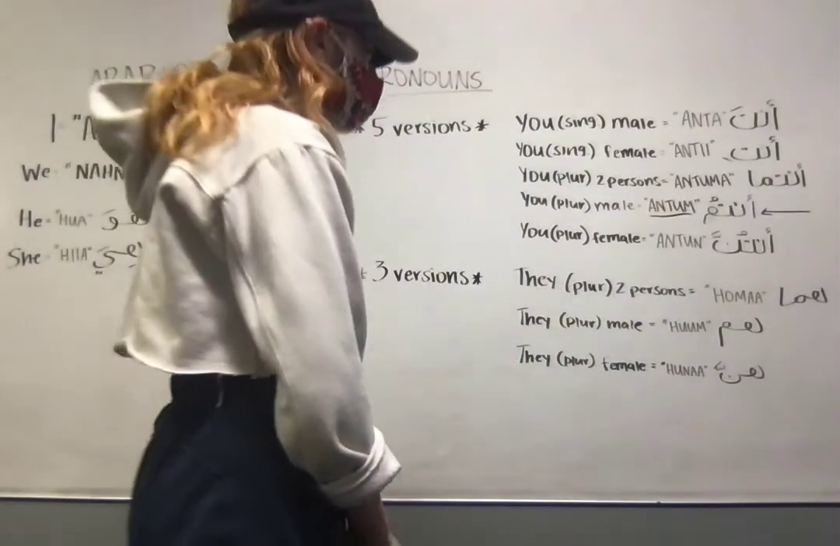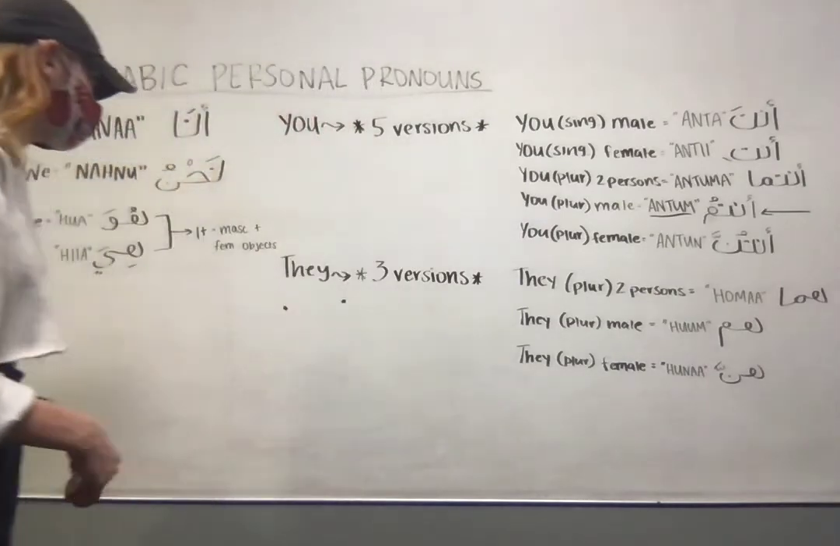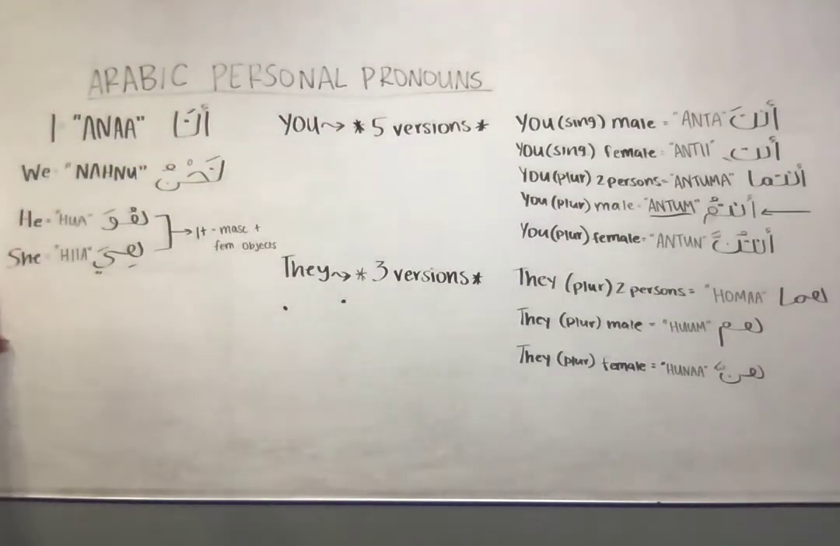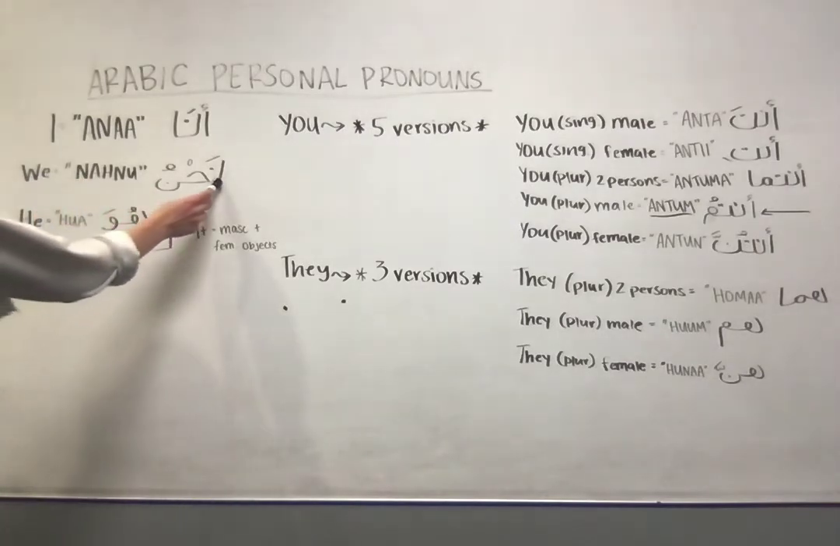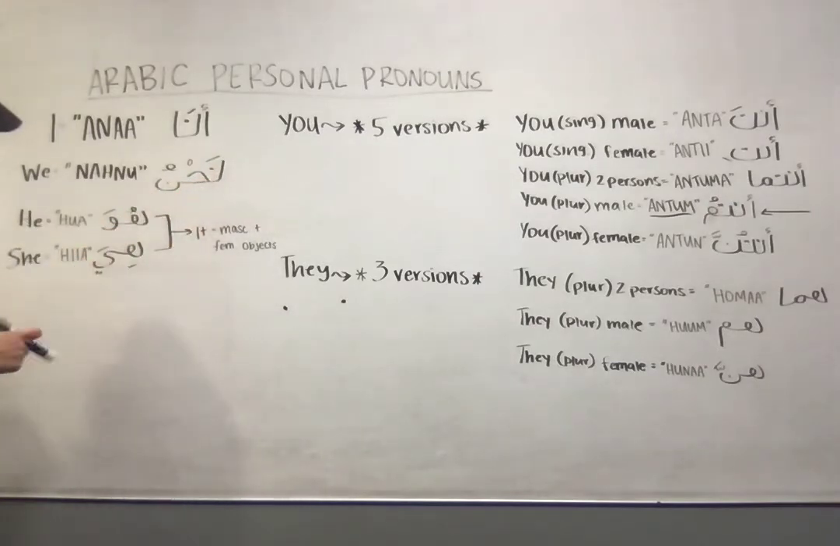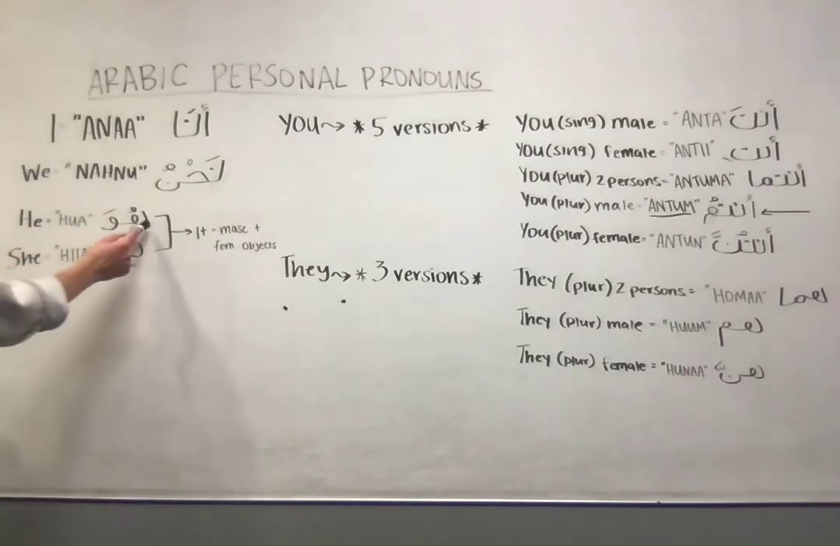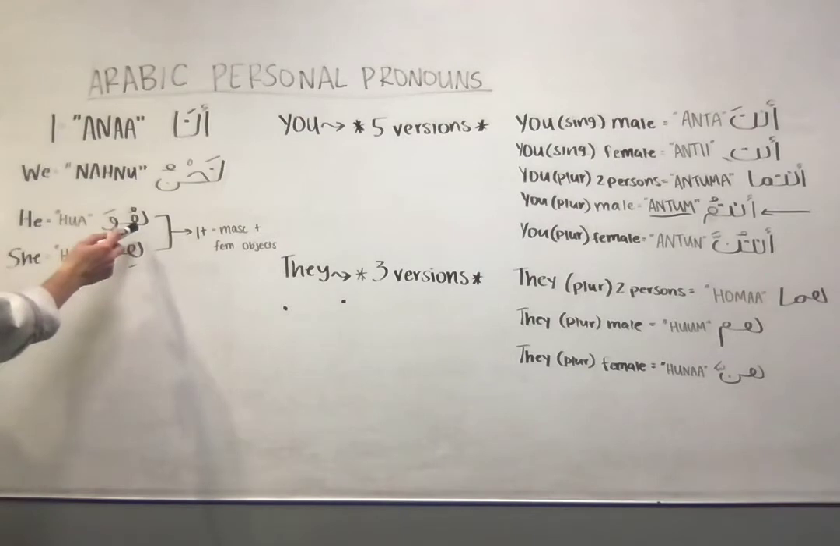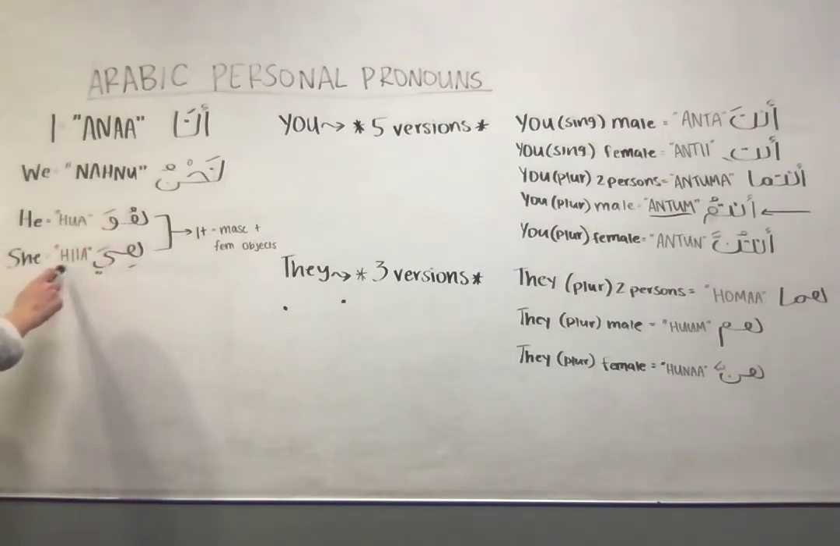And then I'm going to go back over here just to get these out of the way. So if we're referencing we, it'd be nahnu. So we have na, ha, na. So we have nahnu, nahnu. If you're referencing he or she, there's just the one version for those. So for he, it'd be huwa. So huwa. And then we also have she, which is hiya, hiya.